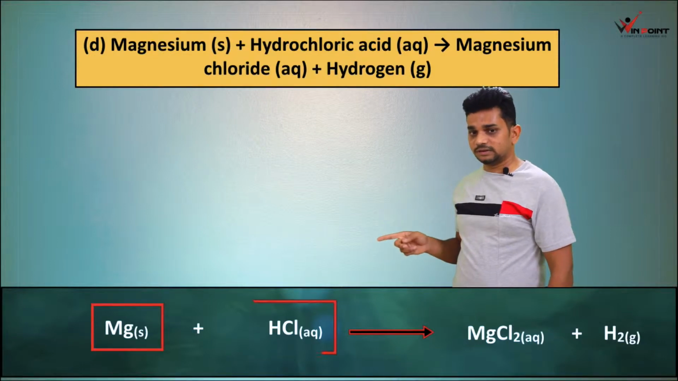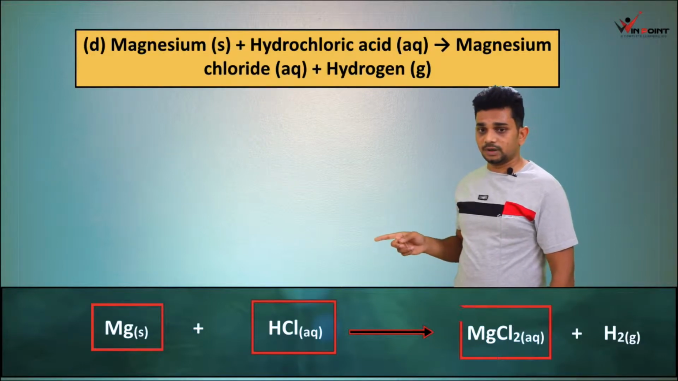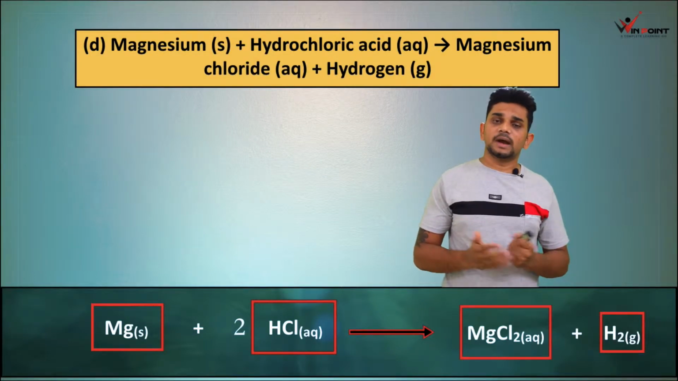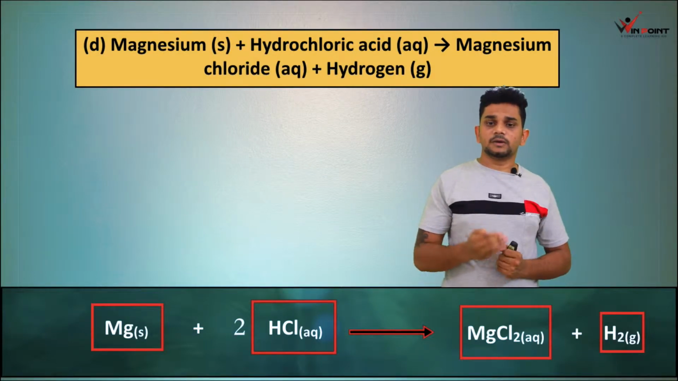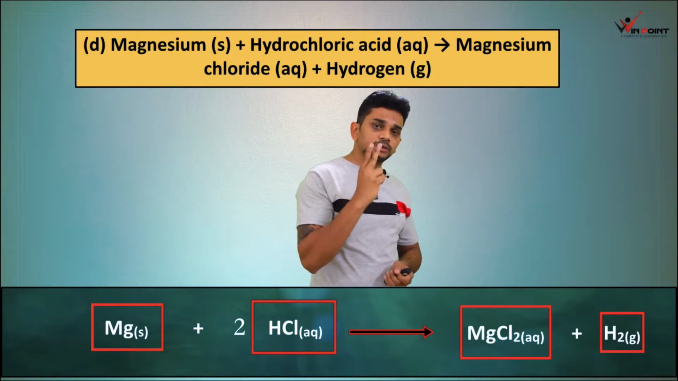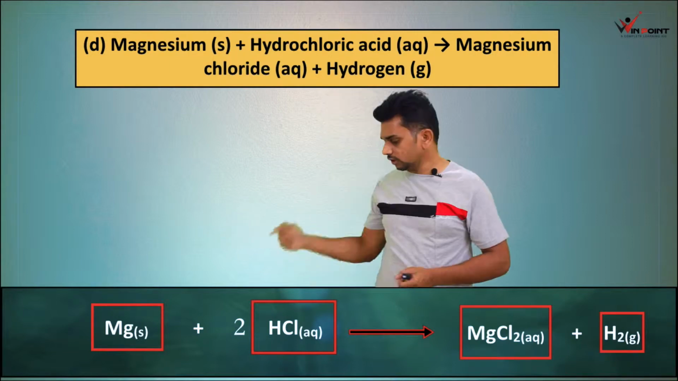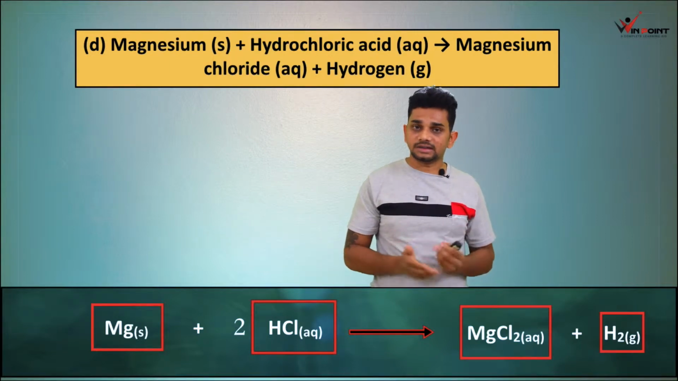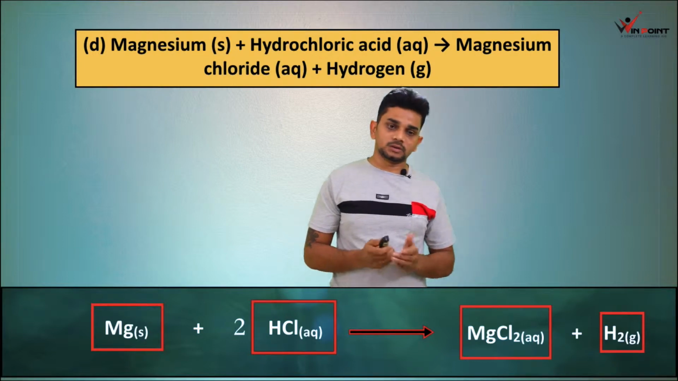First we are making boxes. We are going to add that 2 here. Now 2 HCl means number of hydrogen, it is balanced. Now we can go for number of chlorine. Here it is MgCl2. MgCl2 means there are 2 chlorine. Here it is 2 HCl. 2 HCl means there are 2 chlorine. Number of chlorine is also balanced.